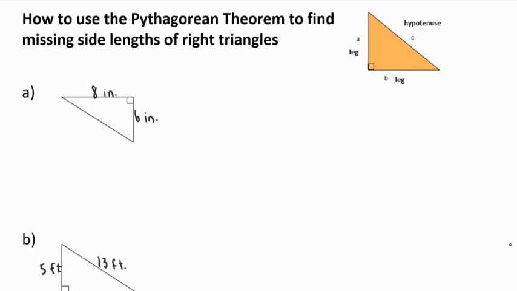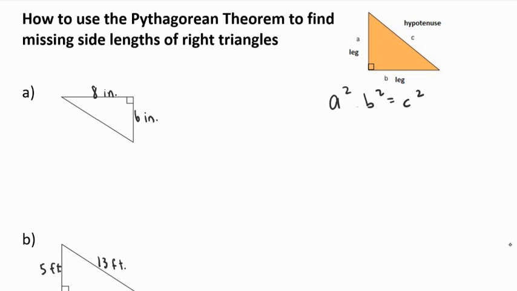The way to identify which ones are the legs is that they connect at the corner and make the right angle right here. Remember that little box means a right angle, or 90 degrees. And I know the hypotenuse because it is right across from the right angle. The hypotenuse always is right across from the right angle, and it's always the longest side as well. All right, so the Pythagorean theorem says that a squared plus b squared equals c squared.